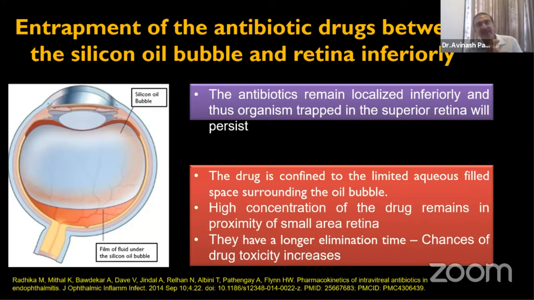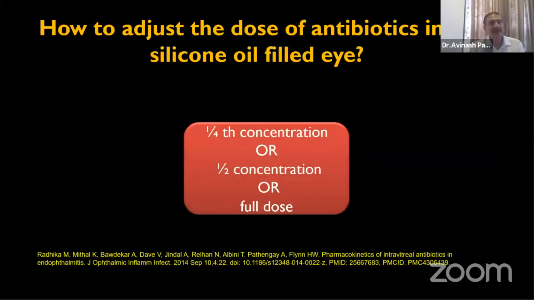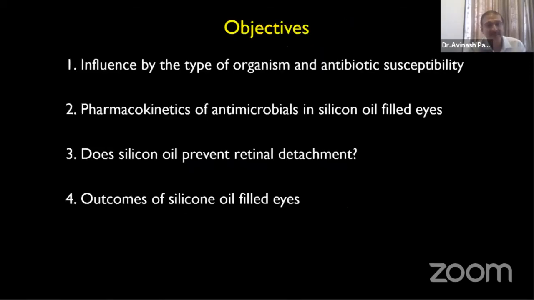What happens is when we inject the antibiotics just after the fluid exchange, and then we inject the silicone oil, the antibiotics get trapped between the oil and the fluid interface inferiorly. So there is a possibility that the organisms which get sequestered anteriorly tend to remain there, and these antibiotics would not reach them. Now, in case of persistence or even recurrence, like what Manish had mentioned, if oil is already filled, what concentration are we going to use? We know that it is going to be a quarter or half concentration before injecting the oil. But within the oil, we are not sure whether it's going to be half, a quarter, or a full dose, and how long it takes to act and be eliminated from inside the eye.